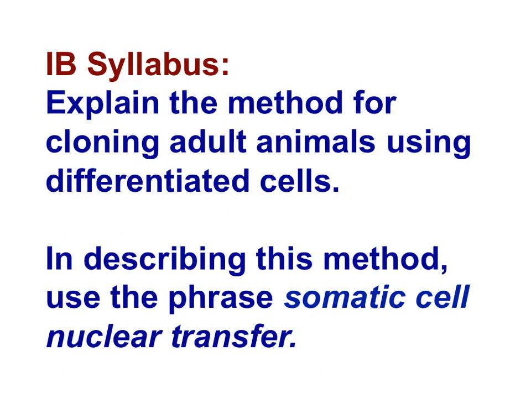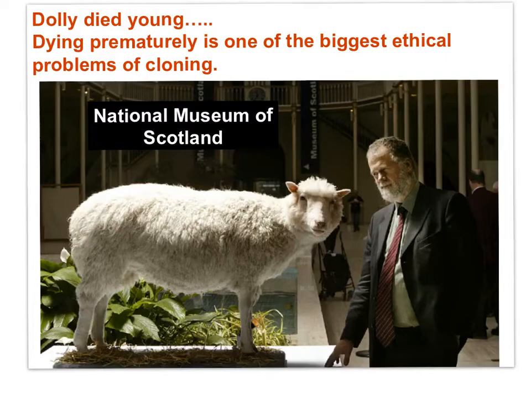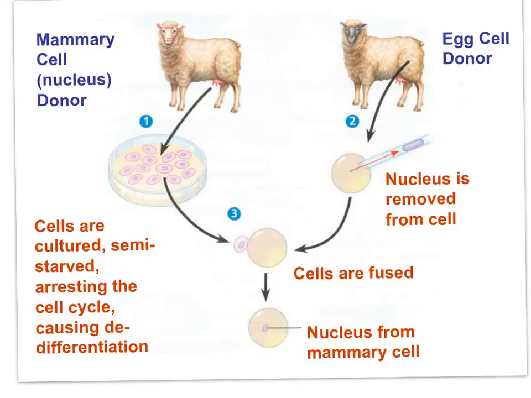Then here's the next IB syllabus statement. Explain the method for cloning adult animals using differentiated cells. And in describing this method, use the phrase somatic cell nuclear transfer. So now we will take a close look at a specific type of cloning technique using differentiated cells called somatic cell nuclear transfer. You may have to study the technique shown on this slide and the next one a few times in order to fully understand the process. Please study the details as often as you need to.